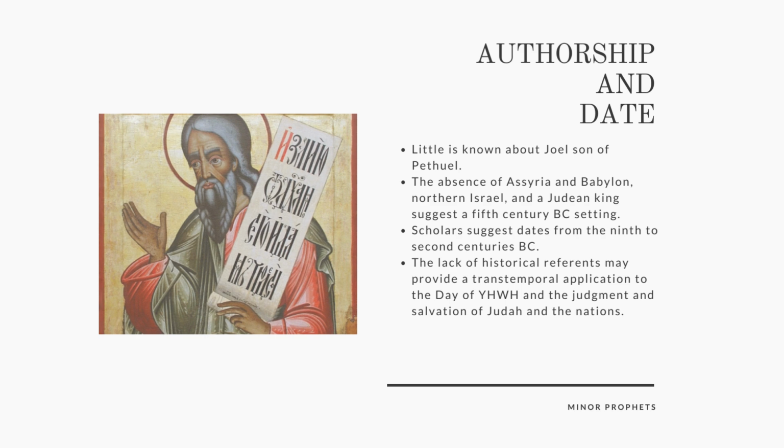Authorship and date. Little is known about Joel, other than he's the son of Pethuel. The absence of Assyrian and Babylonian, northern Israel, and a Judean king suggests 5th century BC, so a later date for the book of Joel. Scholars suggest dates from the 9th to the 2nd centuries. So they throw it anywhere, and that's a huge period of time. He could either be the earliest one or the latest one.